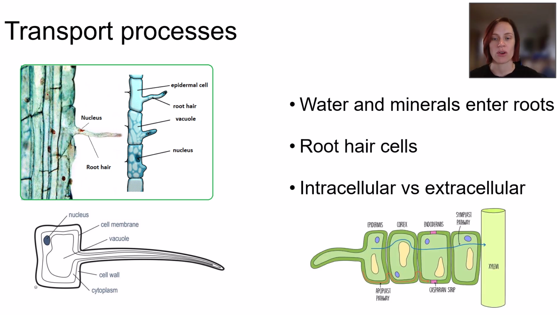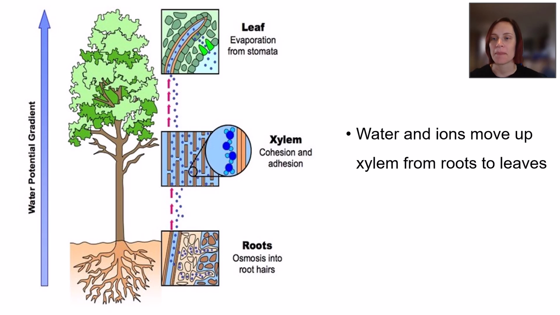So there's a lot going on at this point in time for that water to get into the plant and eventually into the xylem. So eventually the water and the minerals all end up in the same place, regardless of whether they enter the plant across the membranes or extracellularly. And once inside, they make their way to the xylem, and they're moved upwards from the roots to the leaves in a process known as transpiration.